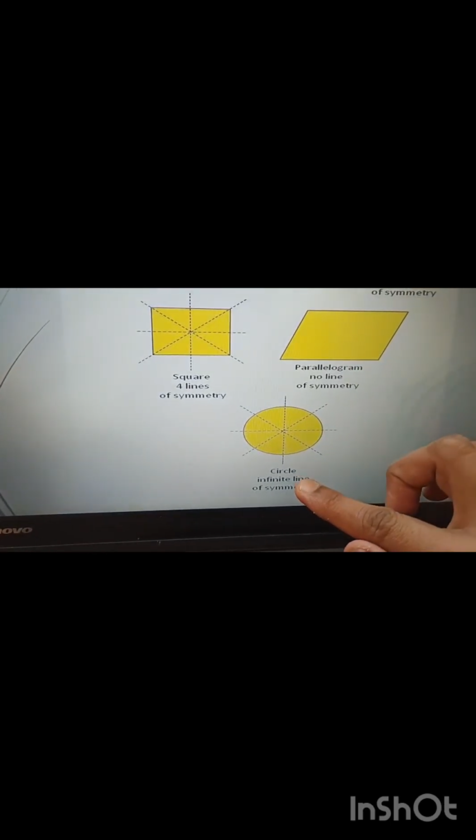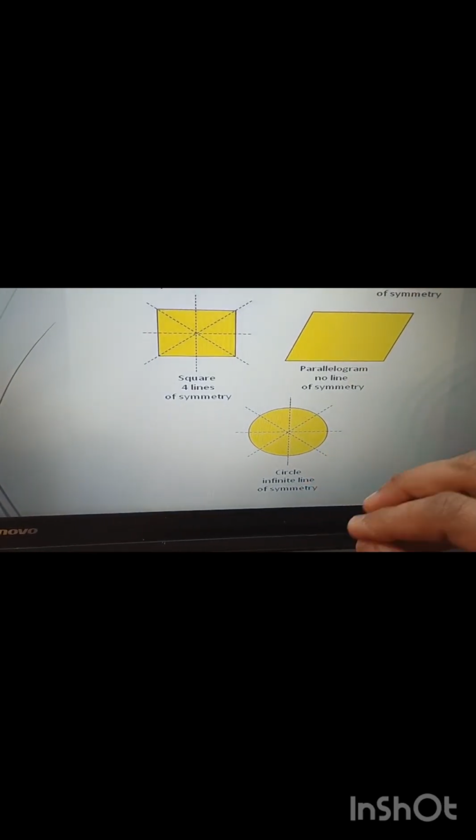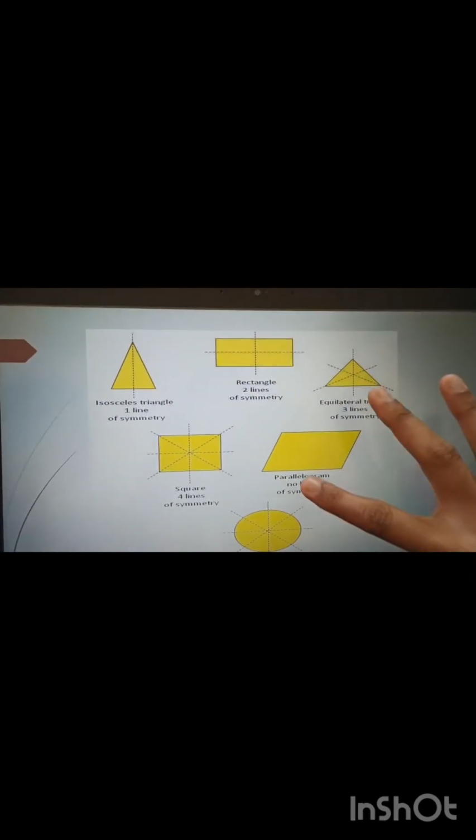Okay, got it? See the circle. Can you see this circle? This circle has infinite lines of symmetry. So the circle can be folded along infinite lines. When you flip it, move it, or rotate it, you will get the same shape from all corners. So this is nothing but the line of symmetry.